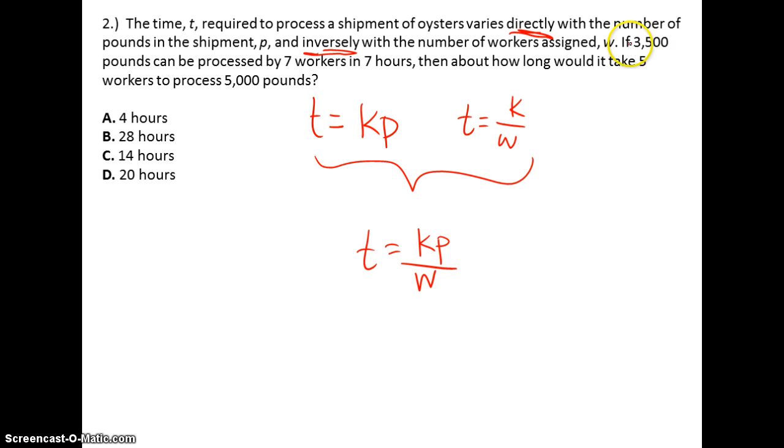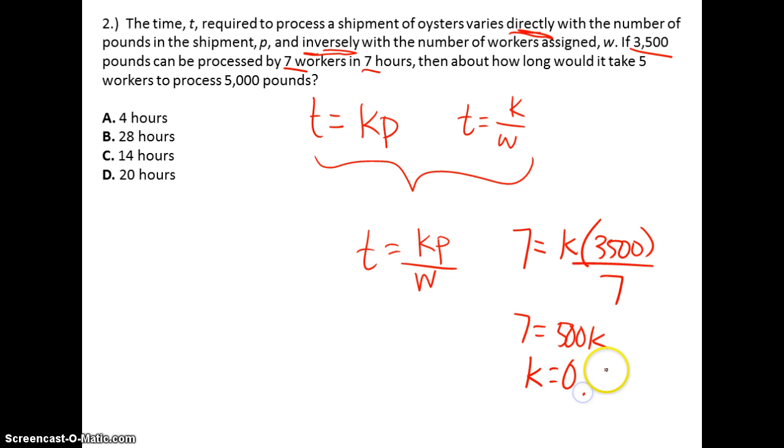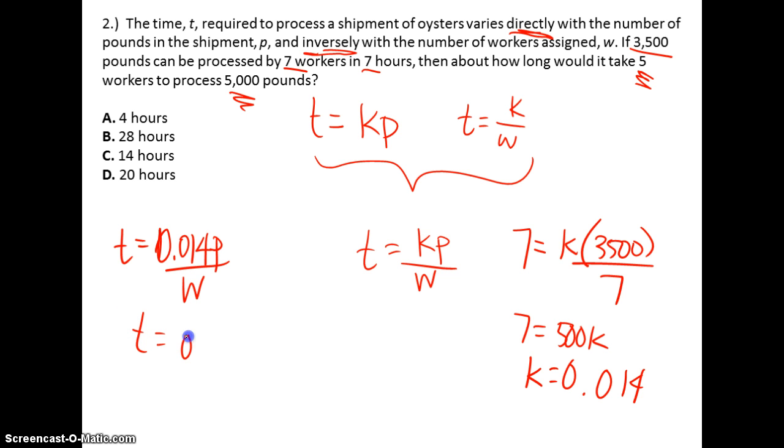Then we have 3,500 pounds, 7 workers, 7 hours. So we're going to use that to find our K. So we would have time is 7 hours, K times 3,500 pounds divided by 7 workers. So then we can just simplify 3,500 divided by 7. So we would get 7 equals 500K. We would get that K equals 0.014. Now that we know K, we can come back and rewrite our equation as T equals 0.014 P over W. Then it tells us that we want to know how long it takes 5 workers to process 5,000 pounds. So we know our P and our W. So T equals 0.014 times 5,000 divided by 5. And then when you do that, you should get 14.